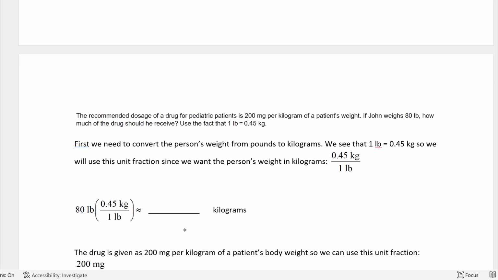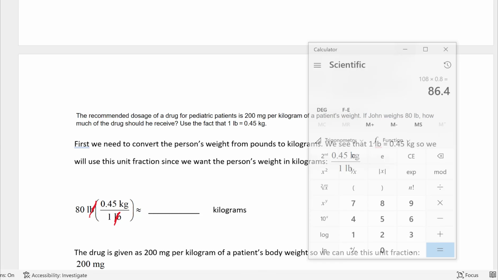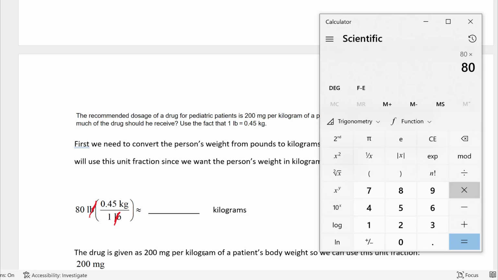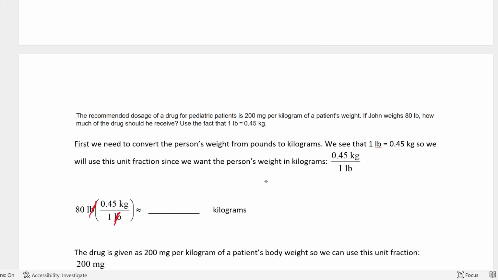So I go ahead and set up my problem down here. John's weight of 80 pounds. And again, notice numerator and denominator, the units of pounds are going to cancel. I'm going to take John's weight of 80 and multiply it by 0.45 to get John's weight in kilos. So John's weight in kilos is 36 kilos.